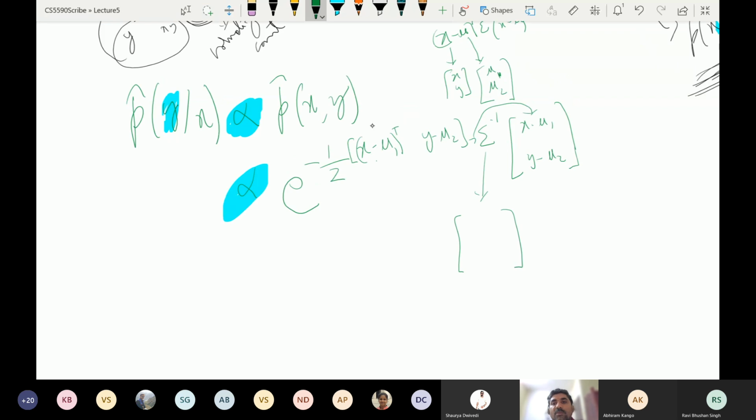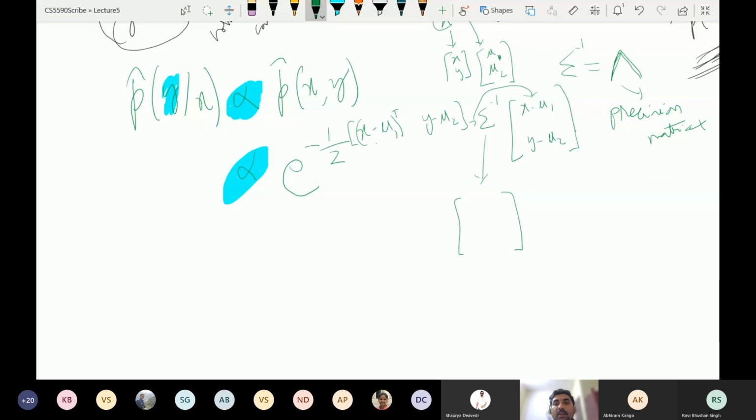Suppose I call sigma inverse the lambda matrix. The name for the lambda matrix is precision matrix. What is the name for the sigma matrix? Covariance. So the inverse of covariance is called precision. This is just terminology.